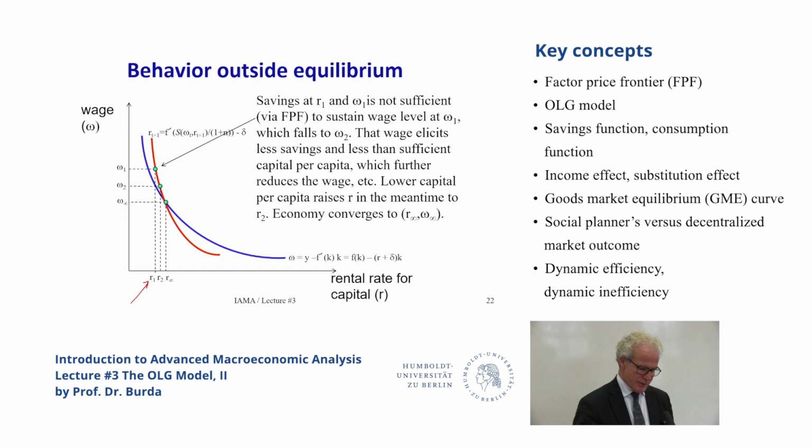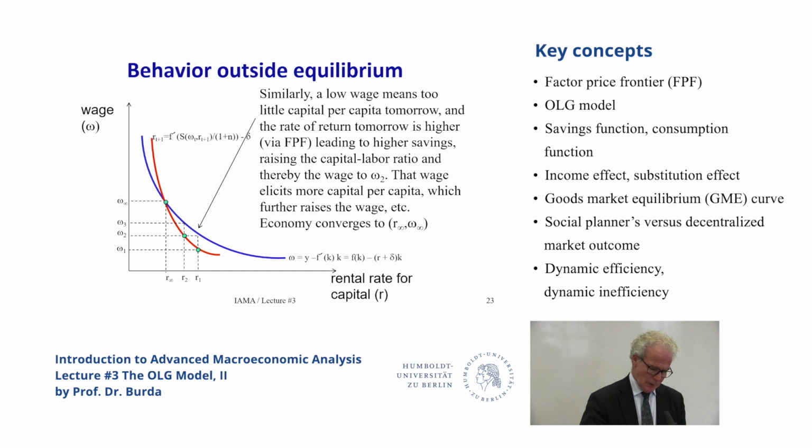Okay, so in that sense, converging from the left, we have the same type of step reaction that we had before. Okay, that was exactly what I said before. So you can read it off the slide. A low wage means too little capital invested, and therefore the wage will be lower. The rate of return on capital will be higher. There'll be more savings. More savings will raise the marginal product of capital, raise the wage, and the economy will converge from below.